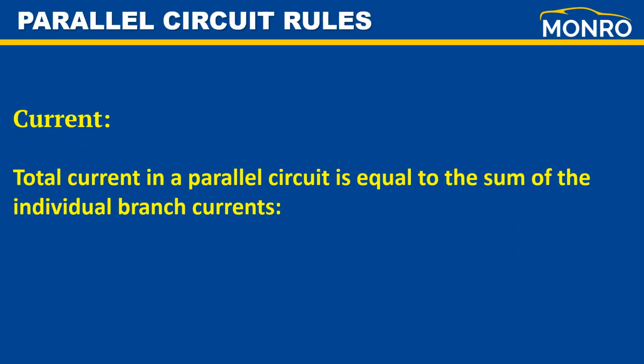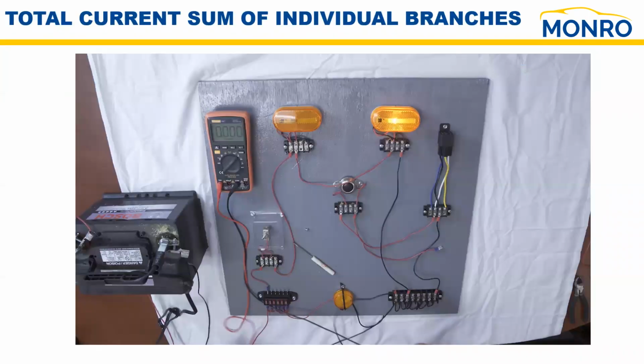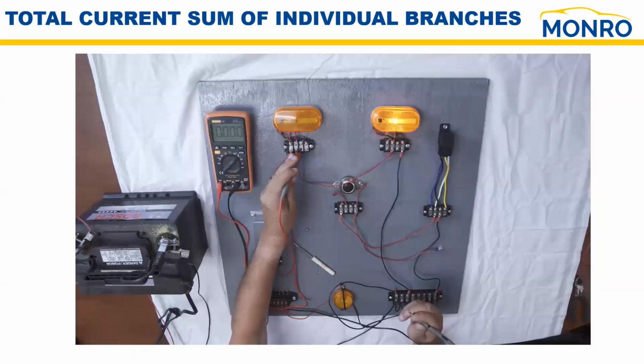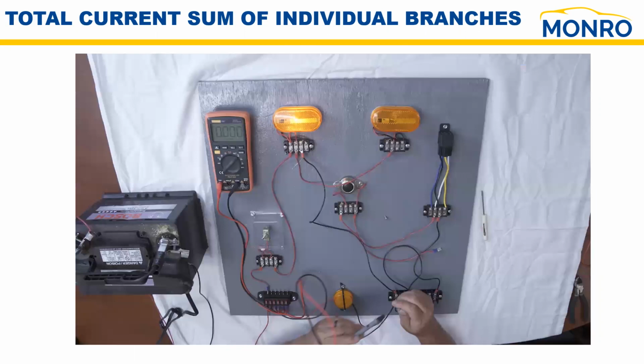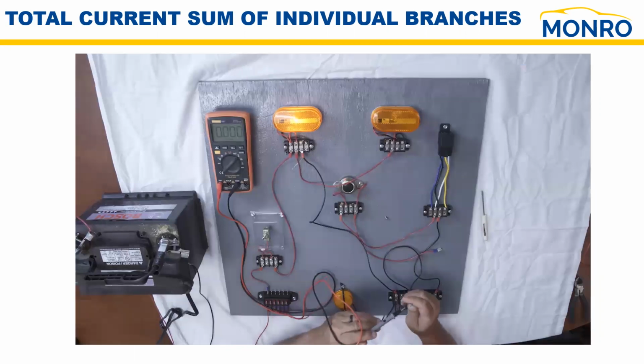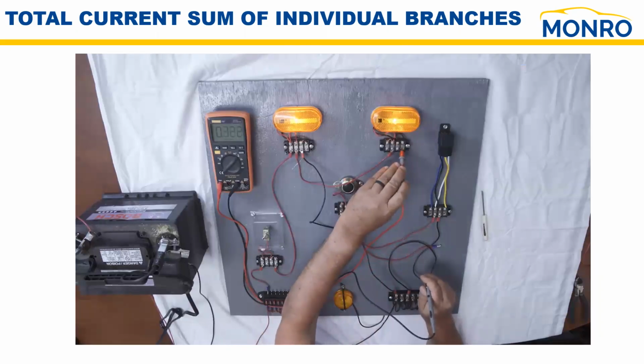When we talk about current, the current in the circuit is going to be the sum of the individual branches added up. And here's what I mean by that. Let's say we measured the current, first of all, across the first branch, and we're looking at about 0.323 amps. So what do we do next? Let's measure the current across the second branch. And once again, we get about 0.322 amps.